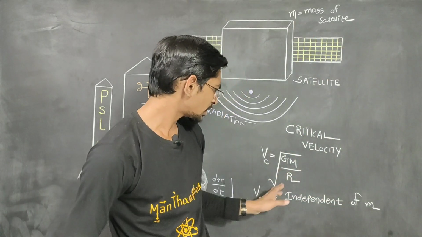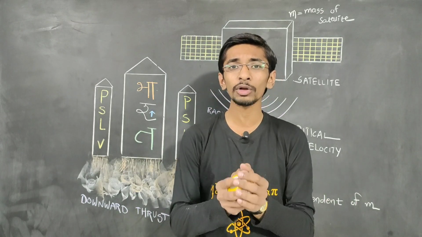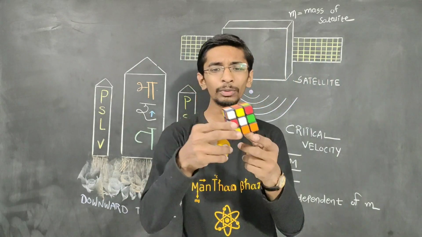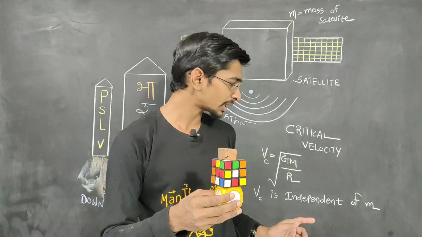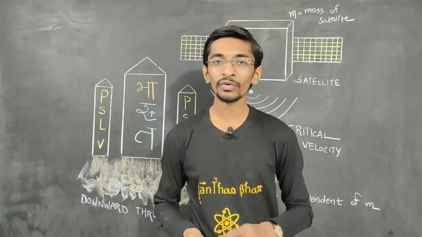But in this formula we do not have any term which contains small m. It means that the critical velocity of a satellite is independent of mass. You take m1, m2, m3, you take any satellite, the critical velocity of all the satellites will remain the same. It only depends on the mass and radius of the planet.